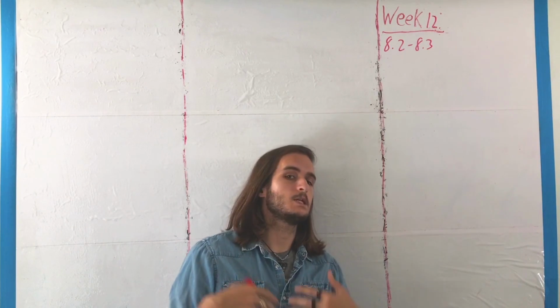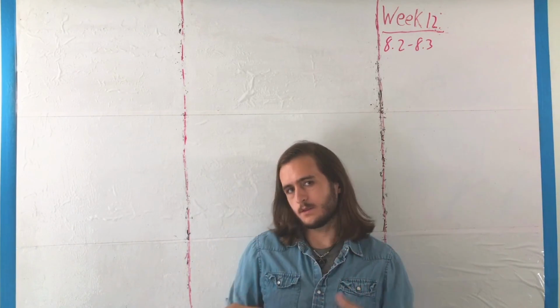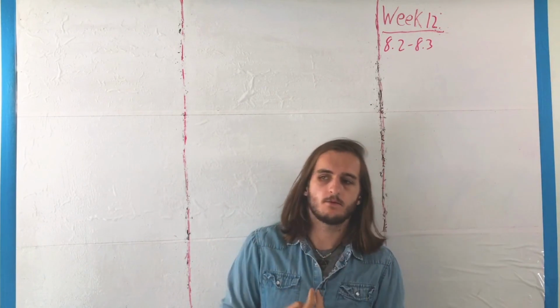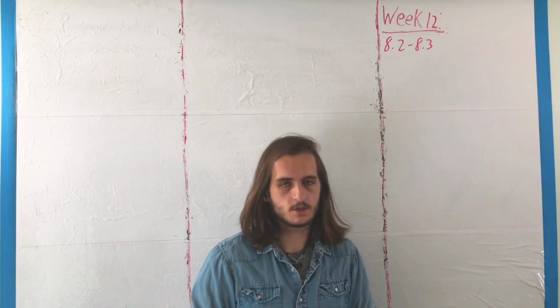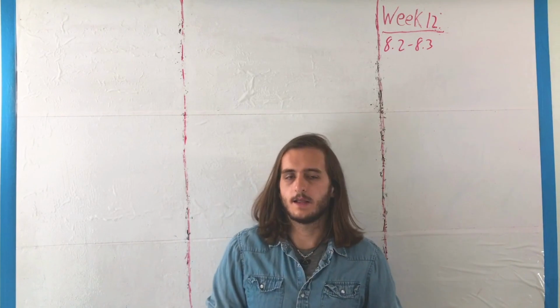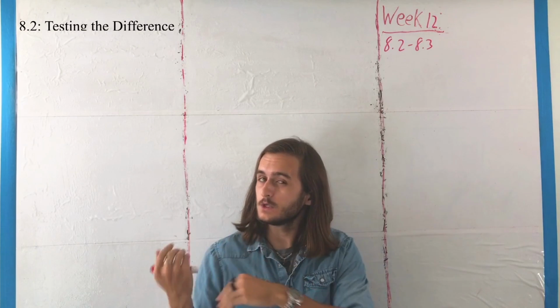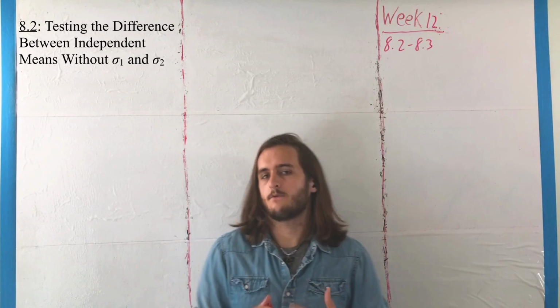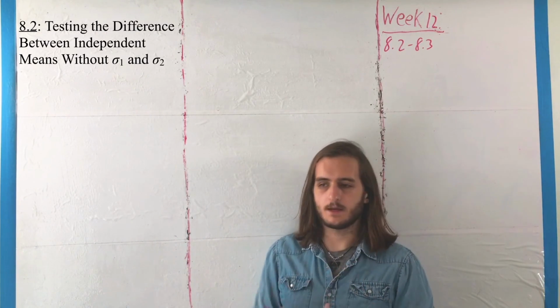For this week, we're moving into Chapter 8. We're skipping 8.1. That's extra credit for you guys. It's more on that slight silliness about the z-score things, so that's left off. And we're going to jump straight to 8.2, which talks about testing for the difference between independent means.